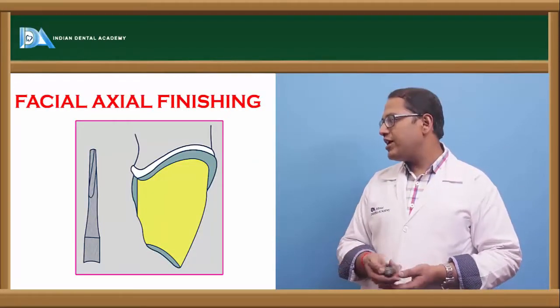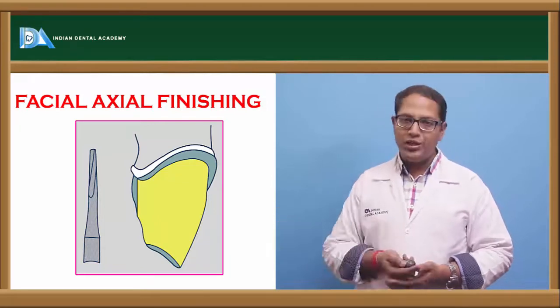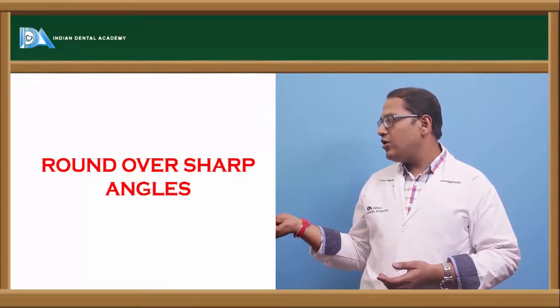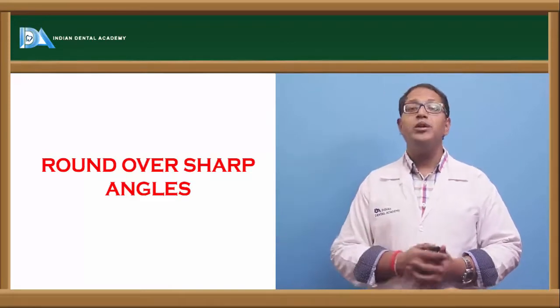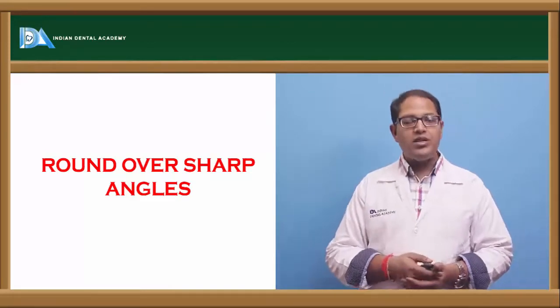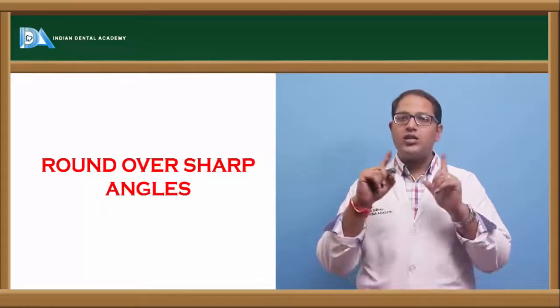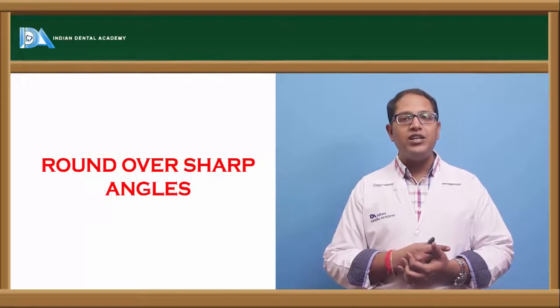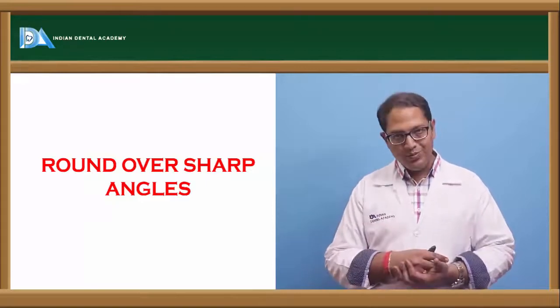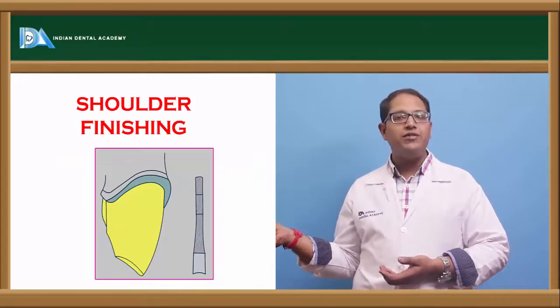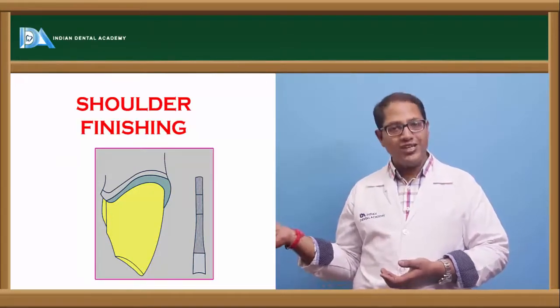Facial axial finishing, all the finishing has to be done with a yellow tapering. Facial axial finishing is done, then round over sharp angles. There should be no sharp angles present, because whenever there is a sharp angle present, there will be concentration of forces. So rounding off the entire finish line and the entire tooth preparation is important. And shoulder finishing.